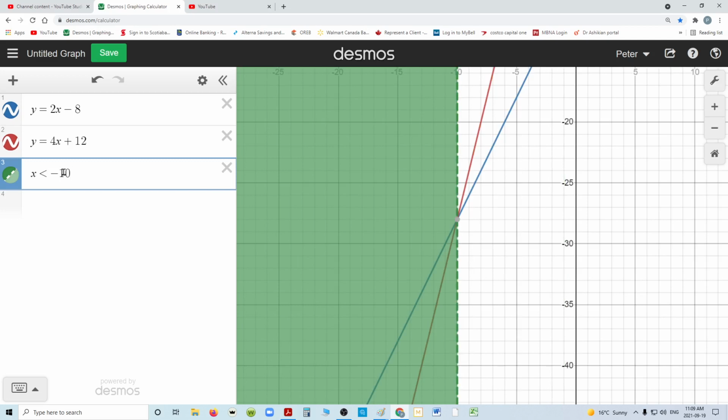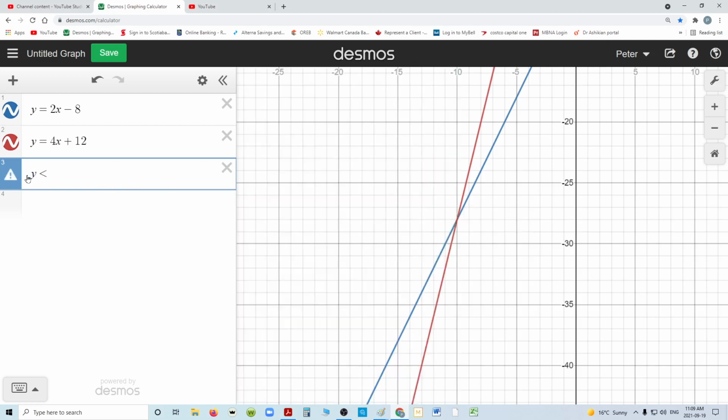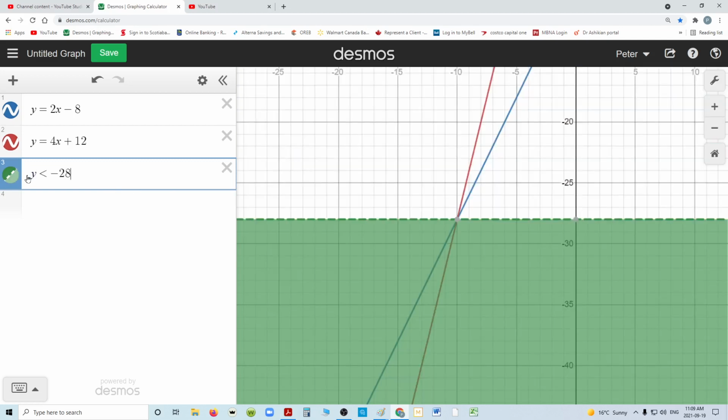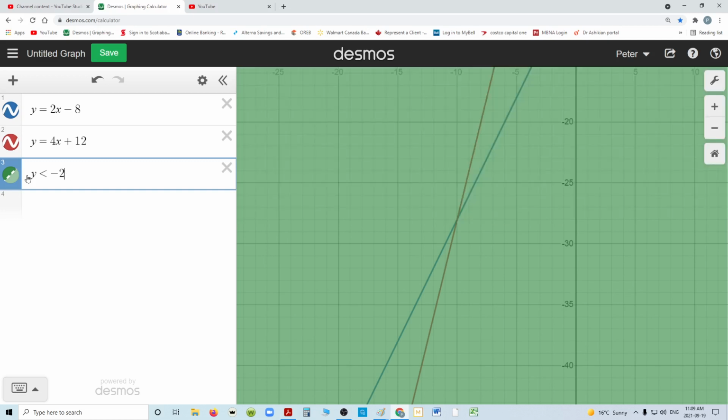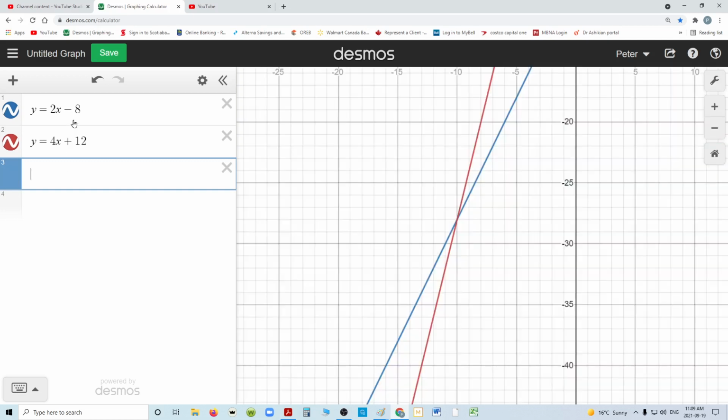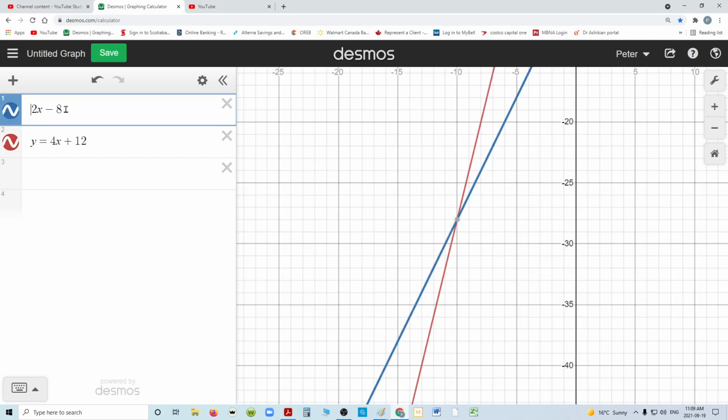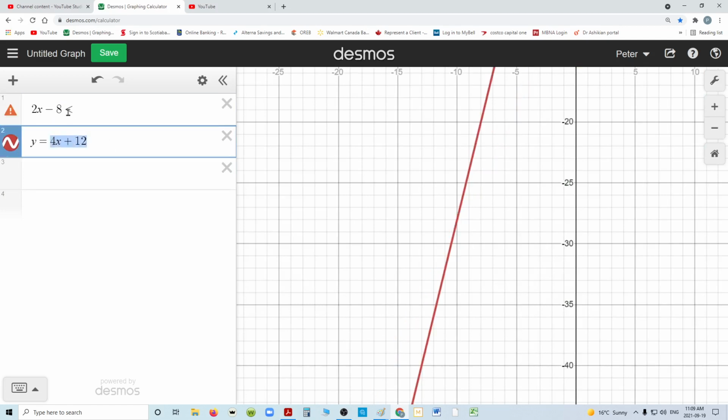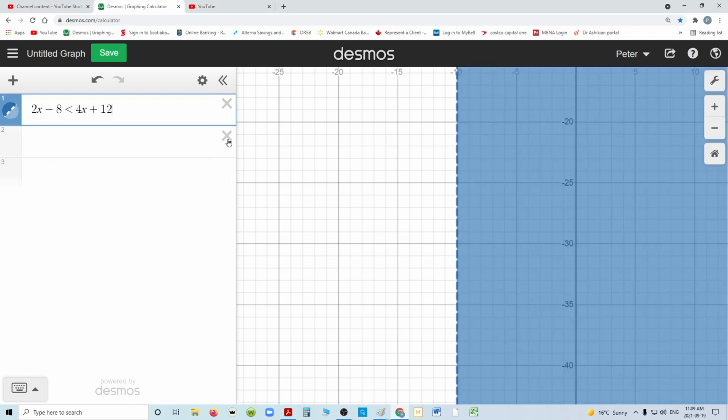Yeah, there you go. It shows that in that area, the blue line is above the red line. You can also find the x value, -28, and do it this way from that point onwards, but it doesn't tell you the x values then. And I believe you can also make one smaller than the other, and it will highlight the areas where this is true.